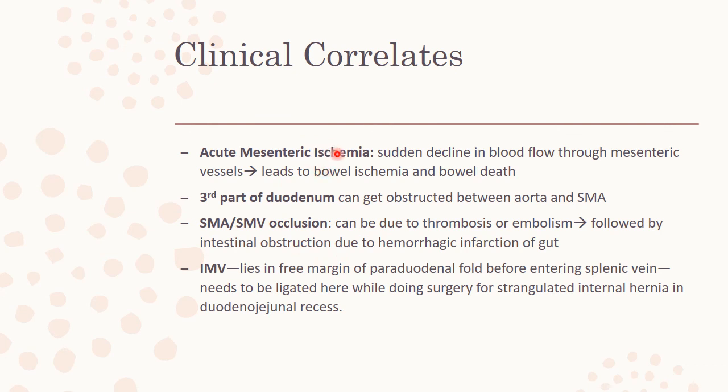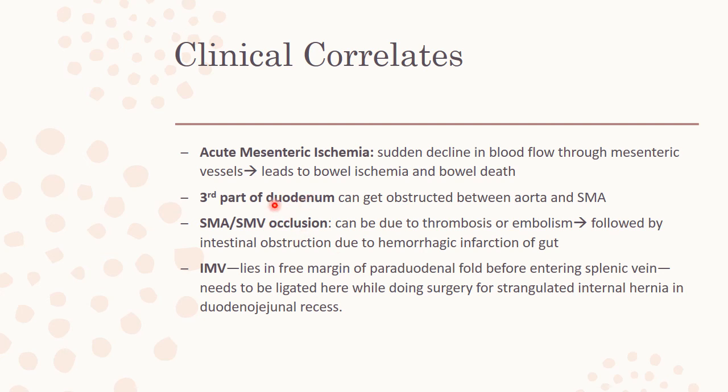Finally, we have the clinical correlates of the large blood vessels of the gut. We can have acute mesenteric ischemia. Acute mesenteric ischemia basically represents a sudden decline in the blood flow through the mesenteric vessels, which can lead to bowel ischemia and even bowel death. We can also have superior mesenteric artery or superior mesenteric vein occlusion. This can be due to thrombosis or any embolic phenomena, and this is usually followed by intestinal obstruction due to hemorrhagic infarction of the gut.